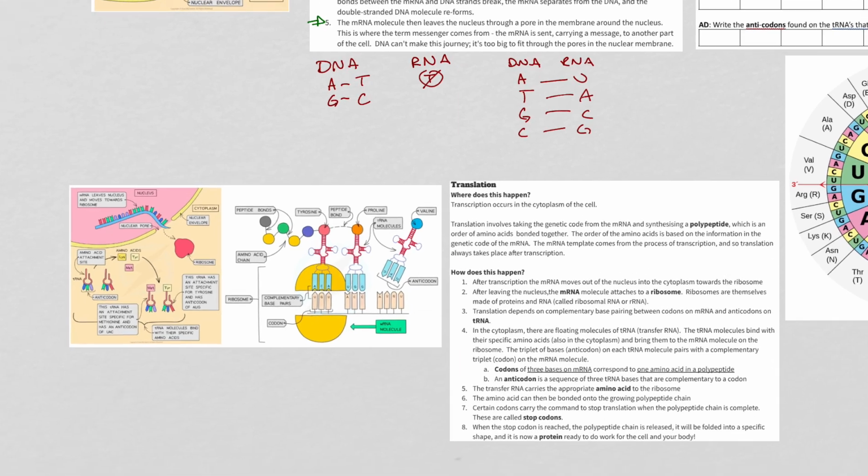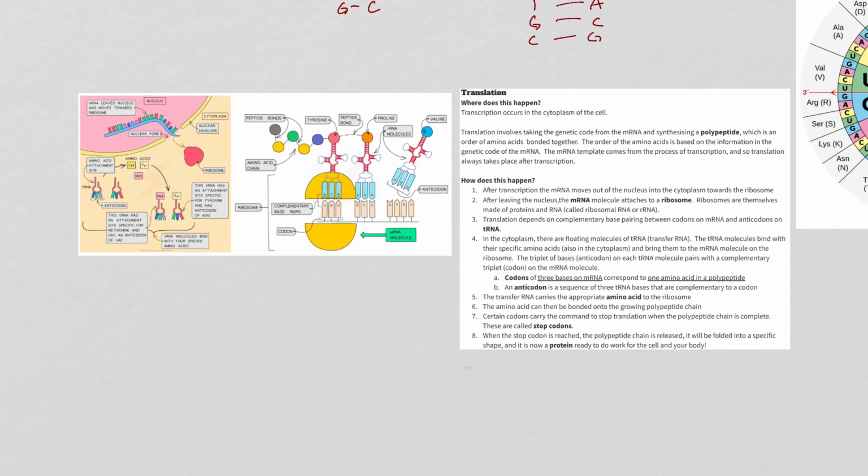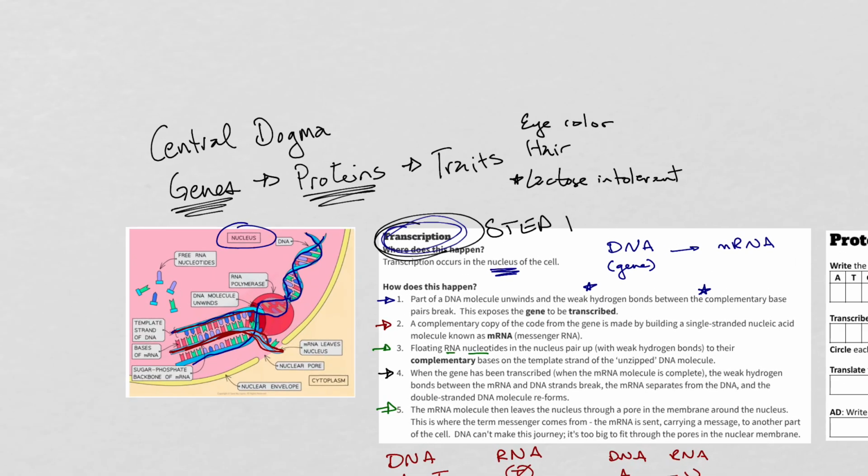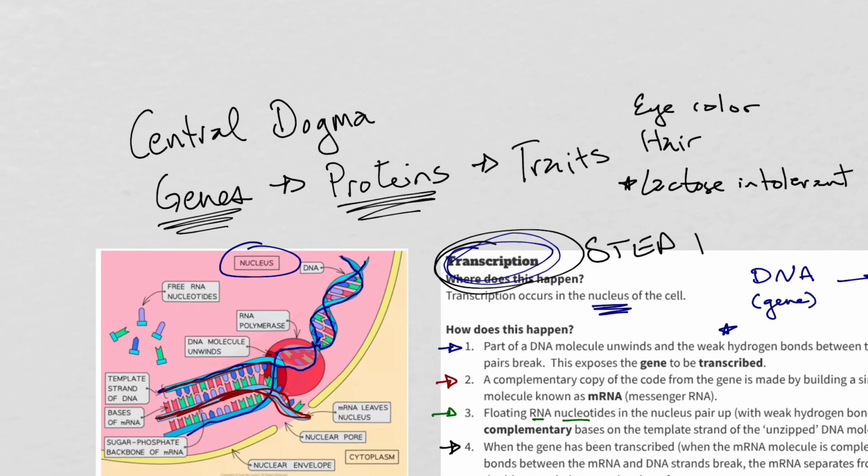What is that next part? That is step 2, and this is called translation. Step 2. So, in this central dogma of genes to proteins to traits, we are halfway through. We have done transcription.